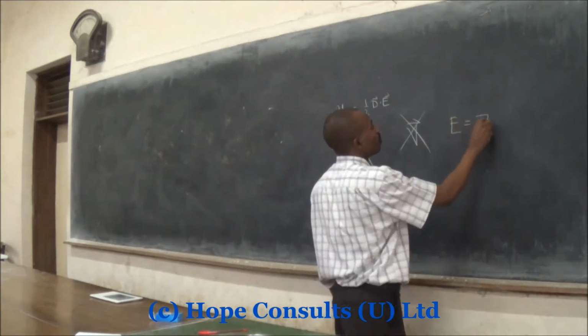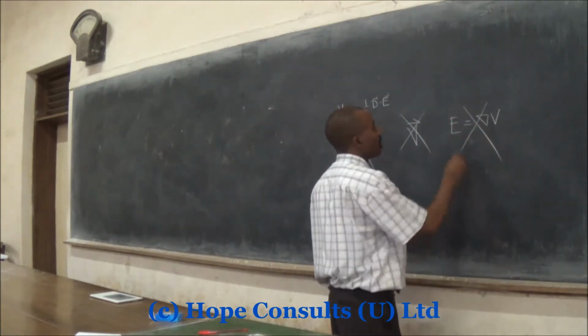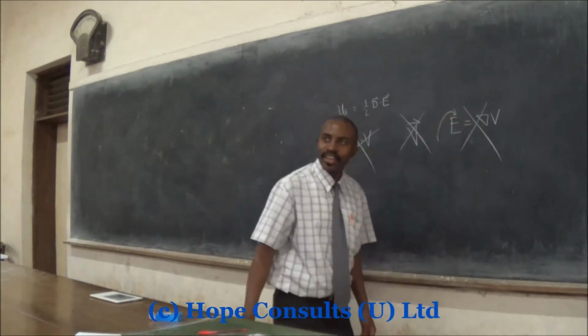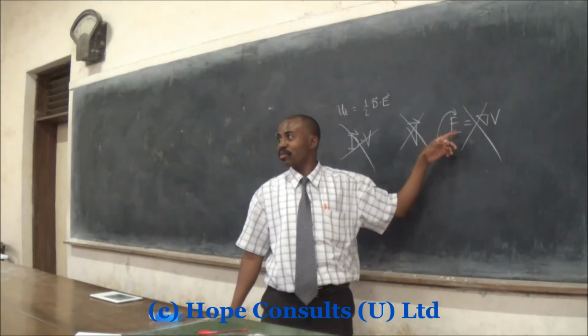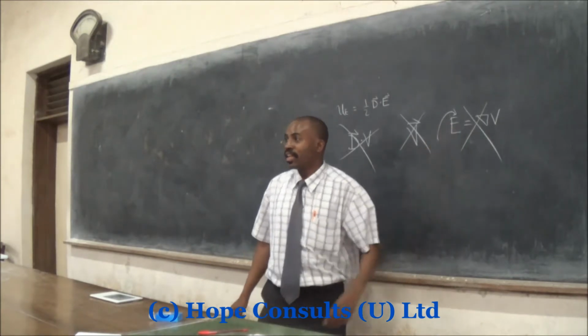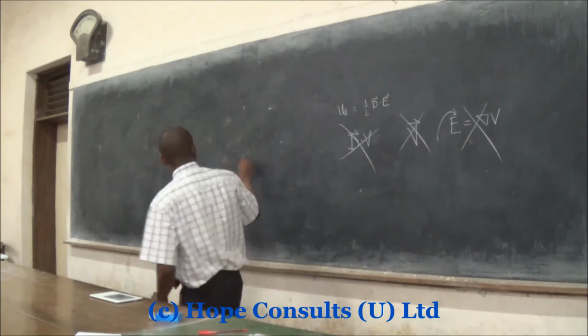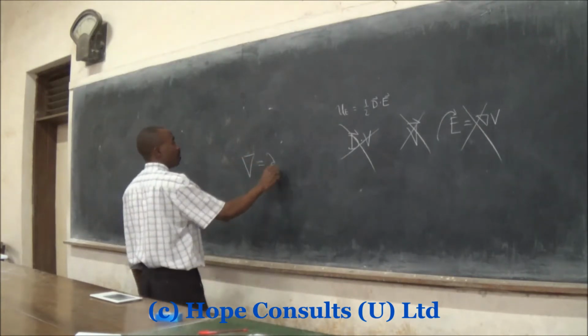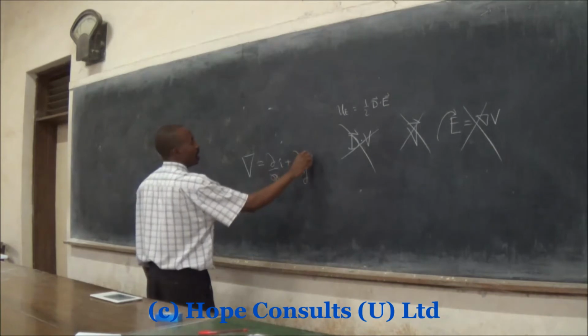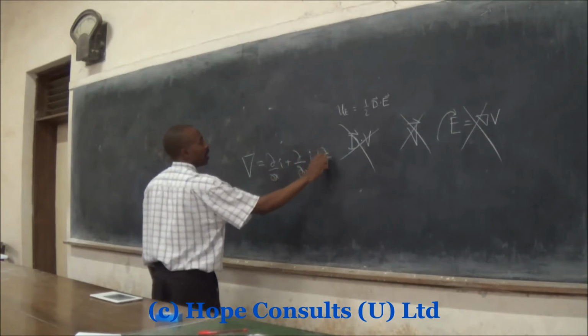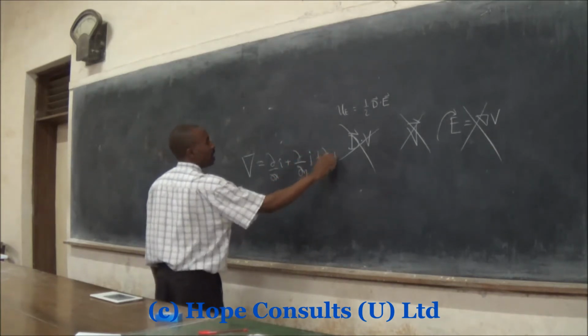E equal to grad V is wrong because this one is a vector. When you don't put a vector here, then it is wrong, because we know very well that grad V is partial V by partial X, I, plus partial V by partial Y, J, plus partial V by partial Z, K.